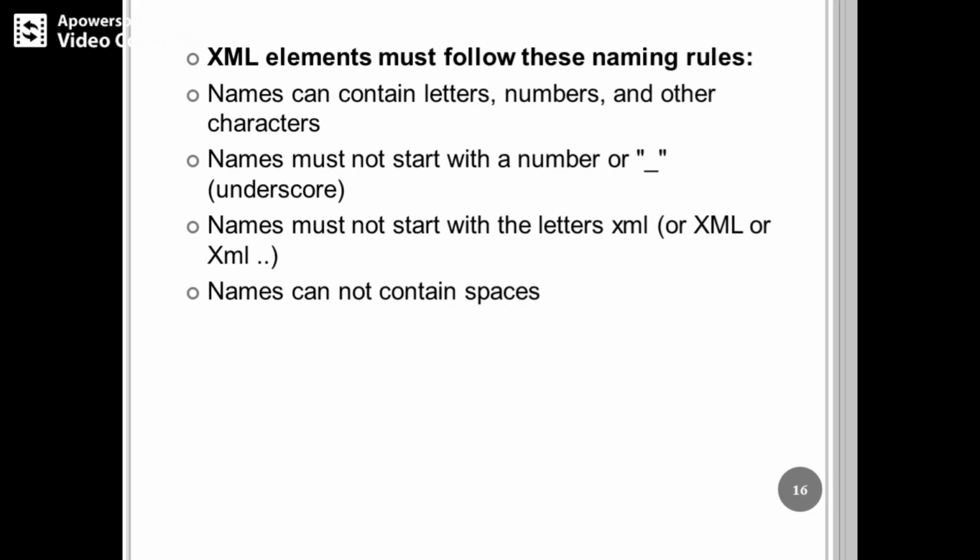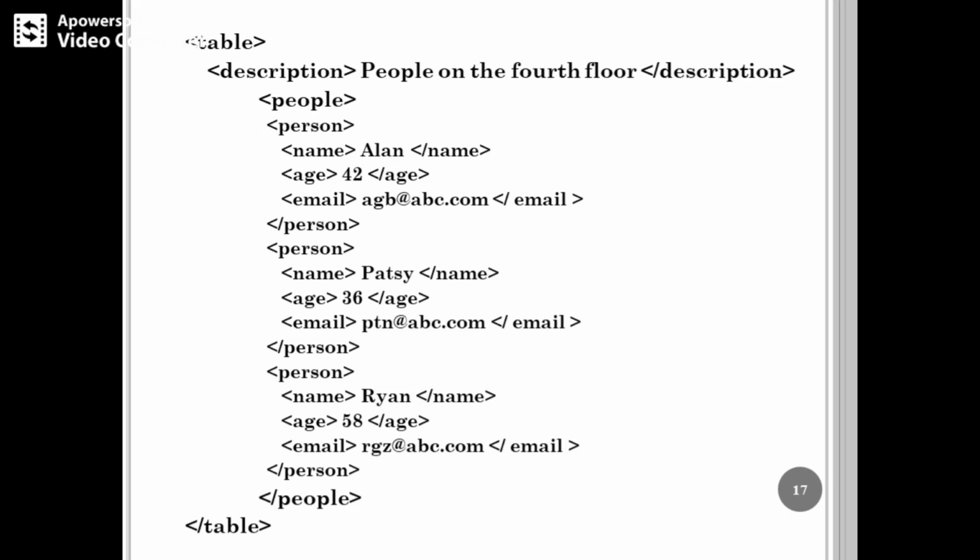And we have to follow some standard rules in order to define XML elements. The first point is regarding the names. They can contain letters, numbers, or other characters, but should not start with a number or underscore, and should not start with the letters XML, which define their own language. So this is one example of how we can define the XML code.